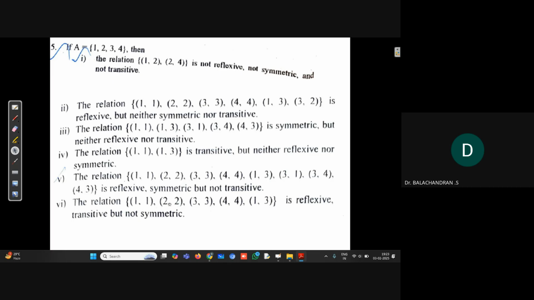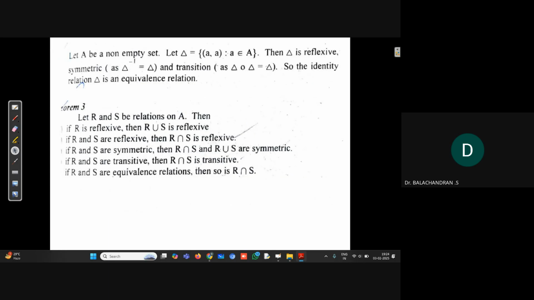That's why it is not transitive. And then the relation is reflexive: (1,1), (2,2), (3,3), (4,4). Okay, it is reflexive, but is it transitive? Please check it. Okay, yes, it is transitive. (1,1) and (1,3) are here means (1,3) is also here. That's why it is transitive, but it's not symmetric because (1,3) is here, (3,1) is not here.